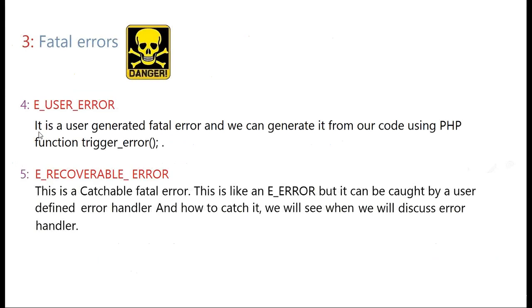E_USER_ERROR. It is a user-generated fatal error, and we can generate it from our code using PHP function trigger_error. We will discuss all user-generated errors when we will discuss trigger_error function. E_RECOVERABLE_ERROR. It is a catchable fatal error. This is like an E_ERROR, but it can be caught by user-defined error handler. And how to catch it, we will see when we will discuss error handler.